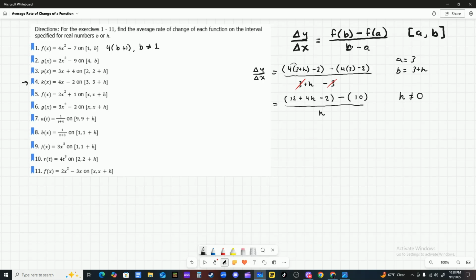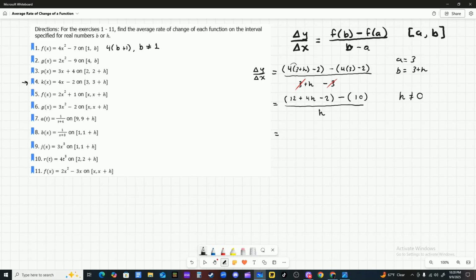Because if we do that, we get a denominator of 0, and that's undefined. For the same reasons why in number 1, b cannot equal 1. Okay? So just keep that in mind. We want to make sure we state the values of what h can be. Because at that value, number 4's average rate of change is undefined. All right, let's keep going.